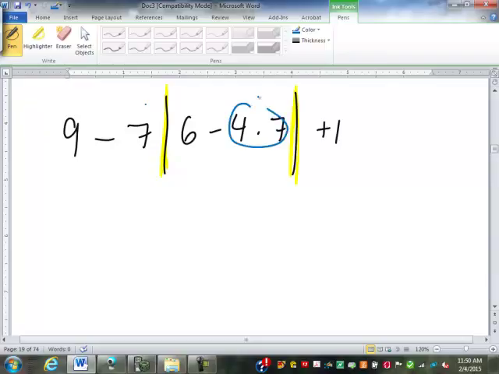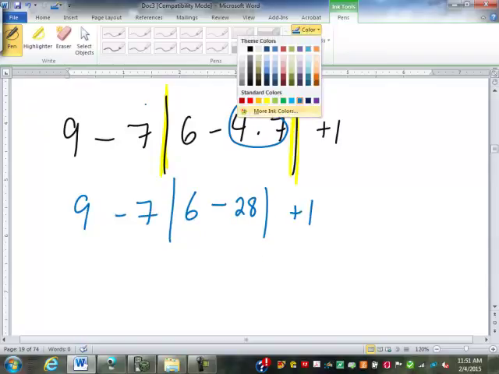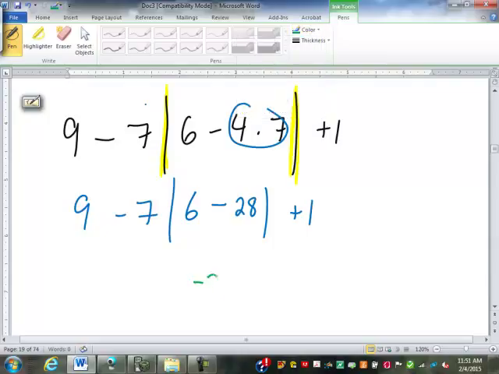We have no other enclosing symbols, no exponents. So we got multiplication. 4 times 7 is 28. So we have 6 minus 28 inside the absolute value now. 6 minus 28 is a negative 22.